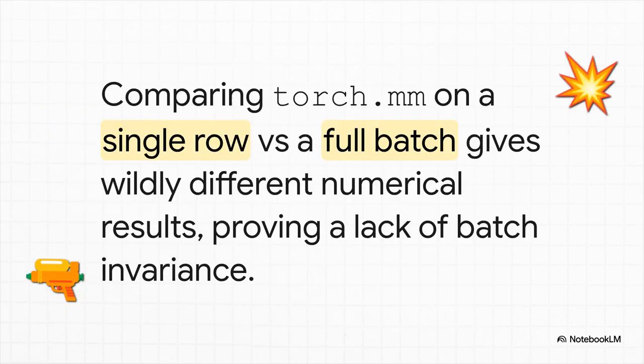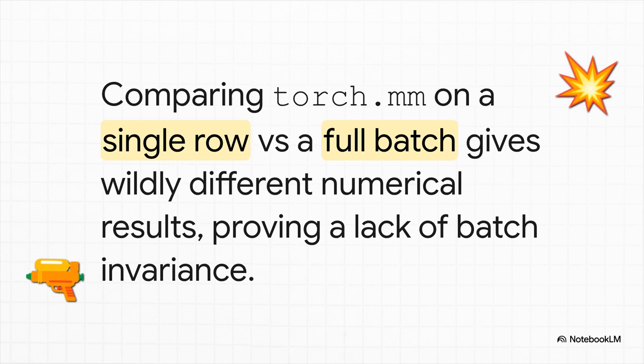This piece of code right here, this is the smoking gun. We're comparing two things that should be identical. First, a matrix multiplication on just a single row. Second, a matrix multiplication on a big batch where we then just grab the first row of the output. The results should be the same, right? But they are not. And not by a tiny rounding error, by a significant amount.